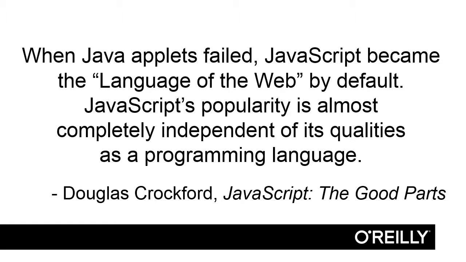When Java applets failed, JavaScript became the language of the web by default. JavaScript's popularity is almost completely independent of its qualities as a programming language. This is from the book JavaScript: The Good Parts, conveniently available from O'Reilly. I really like this quote because it tells us the most important thing we need to know about JavaScript. People don't use JavaScript all the time because it's great. If you look for greatness in JavaScript, you may be disappointed. However, JavaScript does have lots of ubiquity. It's everywhere. It's the language of default.